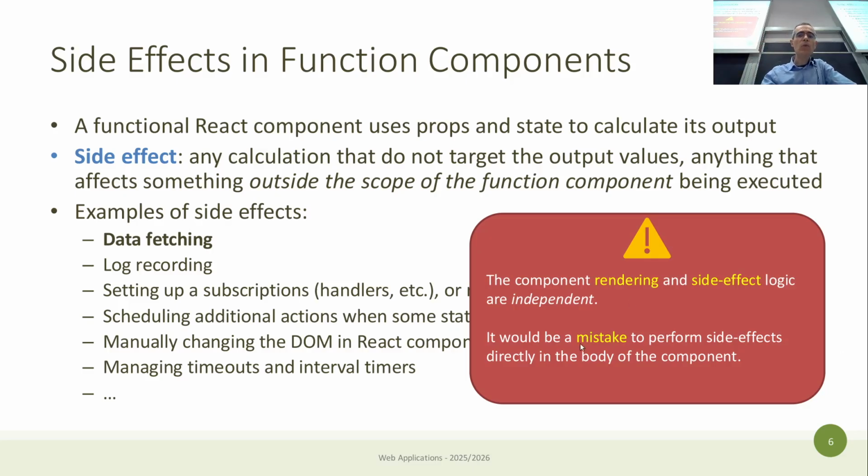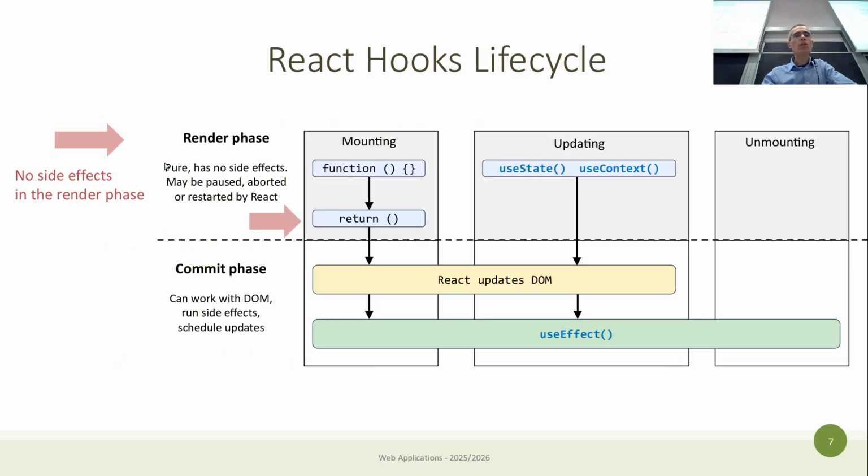Okay? So it would be a mistake to perform side effects directly in the body of the component. So, in short, no side effects are allowed in the render phase, so we shouldn't write code inside this function with the name of the component, props, etc. here, because this is supposed to be a pure function, okay? And React can restart it and re-execute it again when it wishes. Okay? So, we have no control on this.